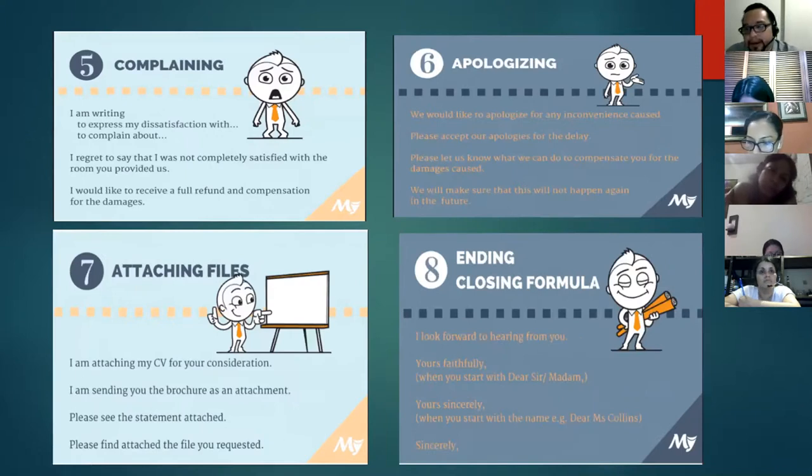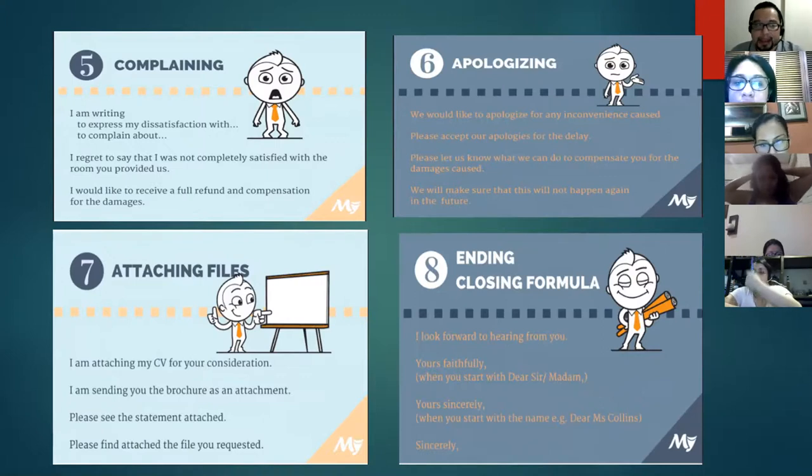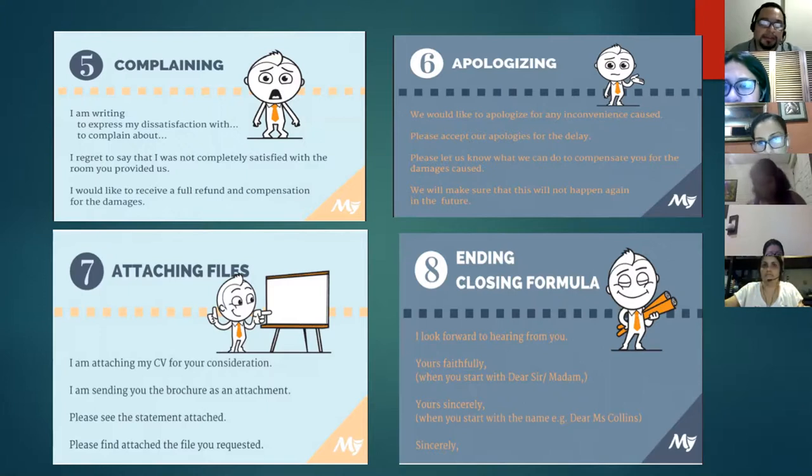We are complaining. When we complain about a service or a product: I am writing to express my dissatisfaction with. I am writing to complain about. I regret to say that I was not completely satisfied with the room you provided us. I would like to receive a full refund or compensation for the damages. Okay, aquí es cuando estamos escribiendo un complaint, cuando no nos gusta un servicio o un producto.